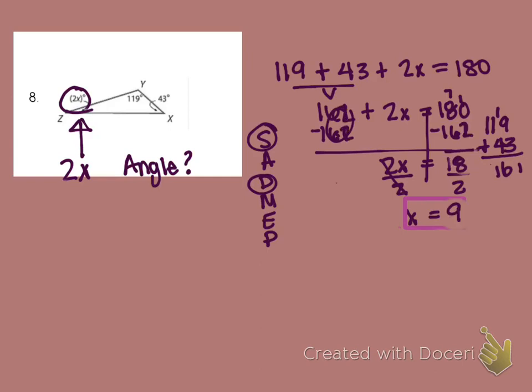Okay, so I found a mistake. It should be 162, not 161. 9, 10, 11, 12. So this is 12, 6. So 162, therefore x equals 9. So if I were to plug 9 into x, then 2 times 9 is 18 degrees. And so that would be our actual degree.